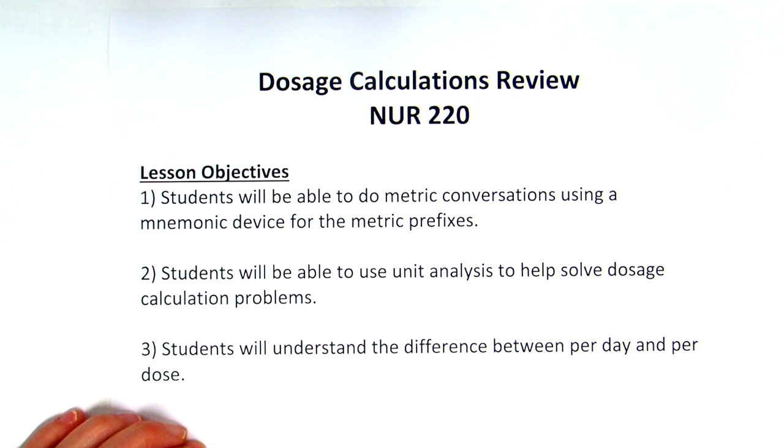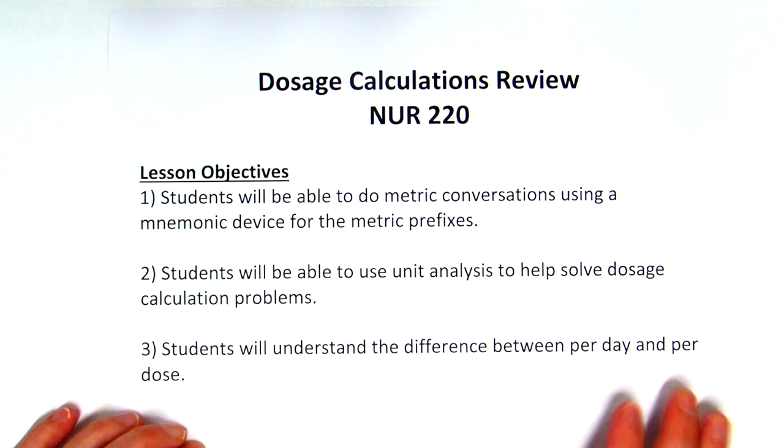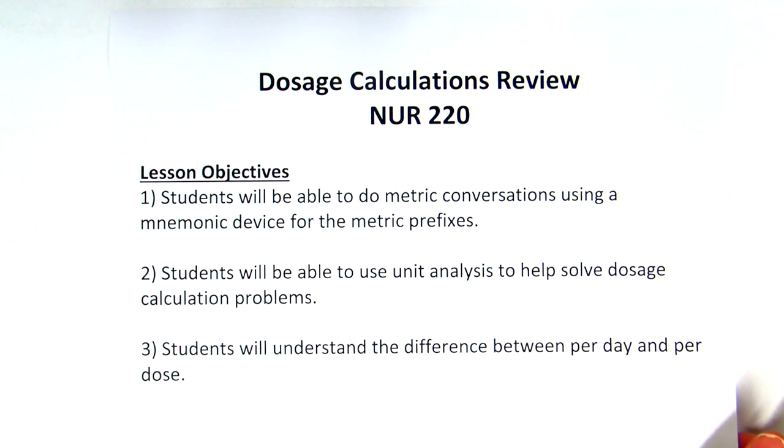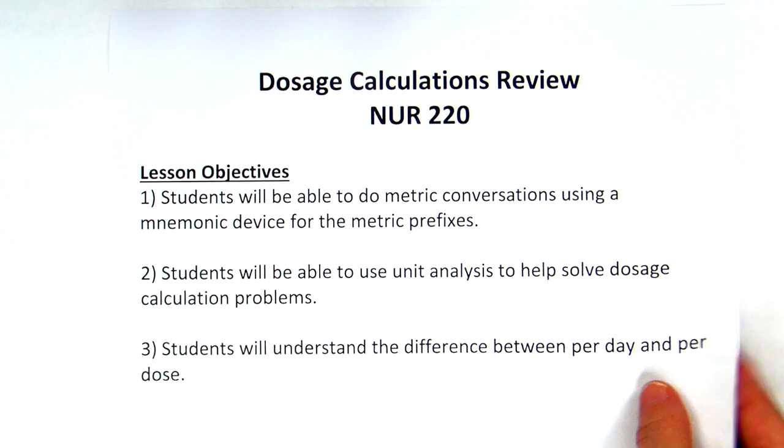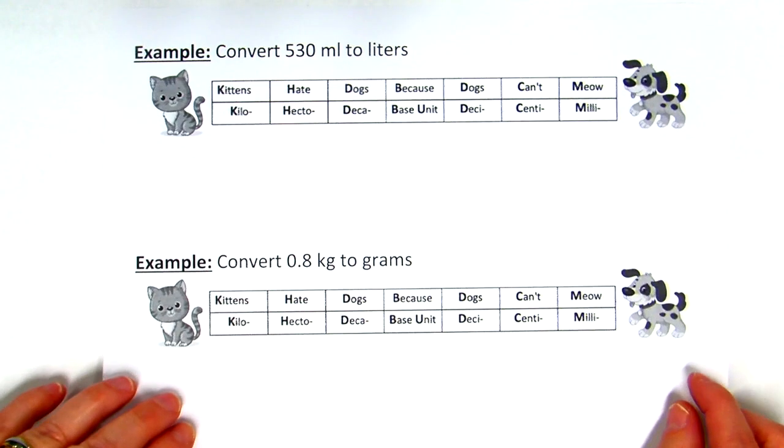So the very last example that we go through and work out, we'll calculate what the per dose is and then compare that answer to a per day dosage. So 3 pretty straightforward lesson objectives for this short review. We're going to start with the metric conversions.